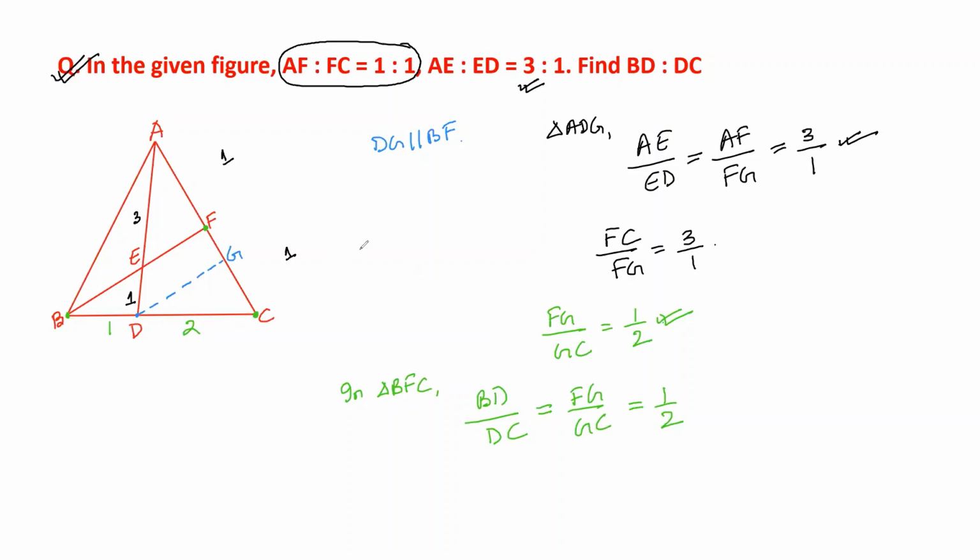So in this way, simply by constructing a line parallel to BF and using basic proportionality theorem, we can find this ratio.